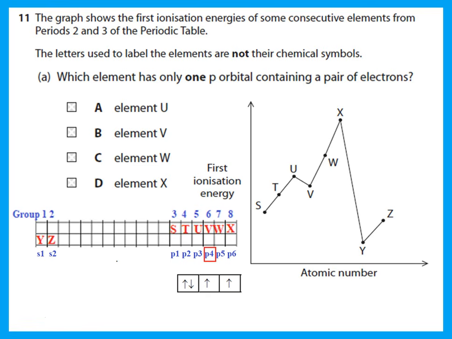Remember that if it was just one electron, it goes into one orbital, 2 electrons, second orbital, 3 electrons, third orbital. And then in p4, we have to pair the electron in the first orbital. So that means p4 is the one that will have one p orbital containing a pair of electrons. That means that it applies to V.